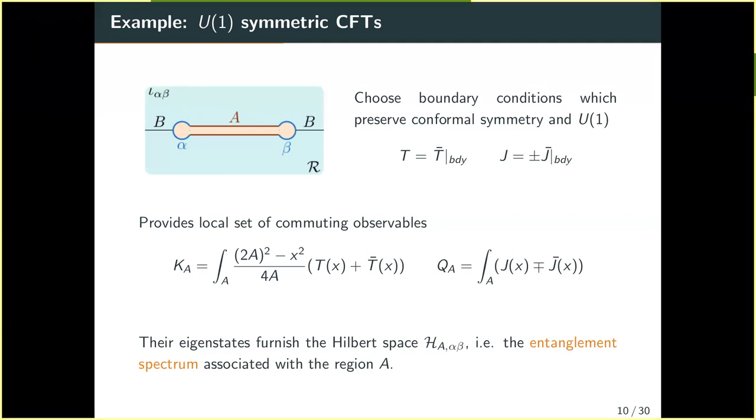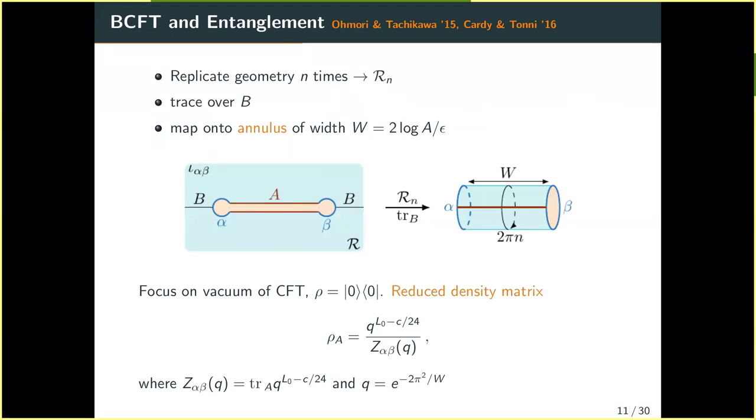So, right. What you want to do now is, in the beginning you were interested in replica geometries. So you're going to take this picture here. You're going to replicate it n times. It's going to give you some geometry. You're going to trace over B, and the rest of that can be mapped into an annulus.